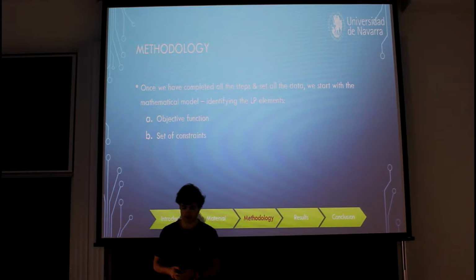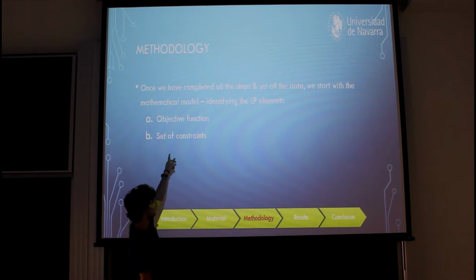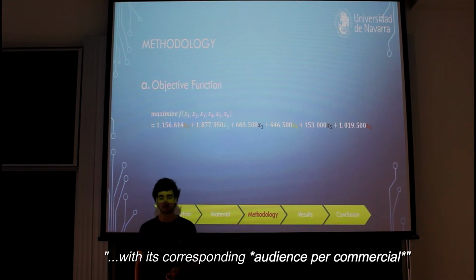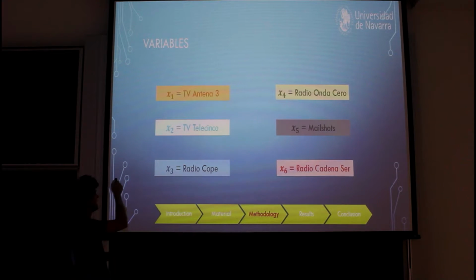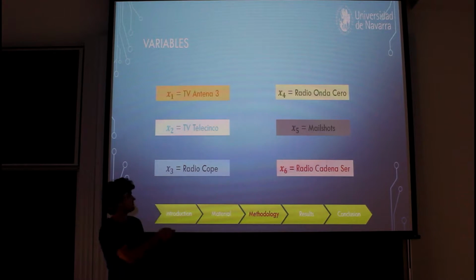Once we have collected all the data, it is time to start with the mathematical model, identifying the objective function and the set of constraints. The objective function that we have to maximize is formed by the sum of each variable with its corresponding coefficient. Without forgetting that our variables stand for x1 to Antena 3, x2 to Telecinco, x3 to Radio Cope, x4 to Radio Onda Cero, x5 to Mail Shots, and x6 to Radio Cadena C.